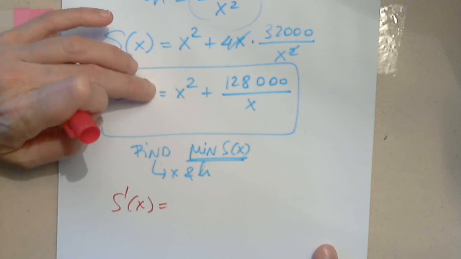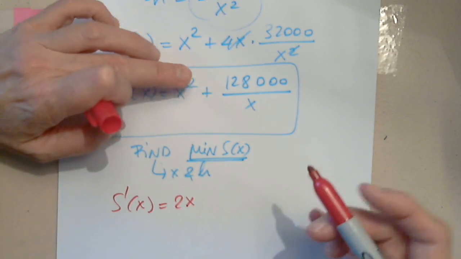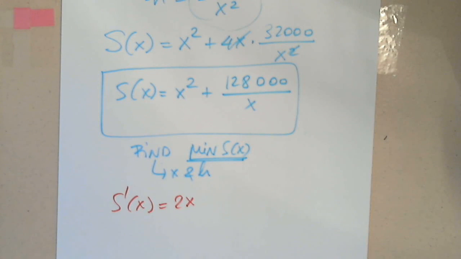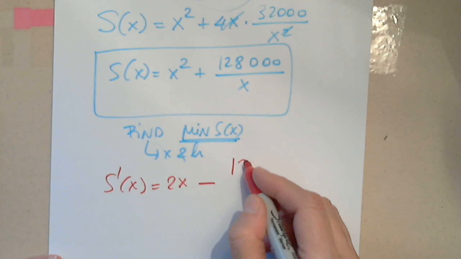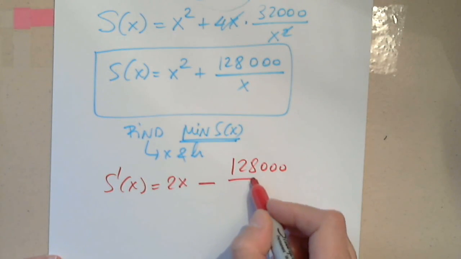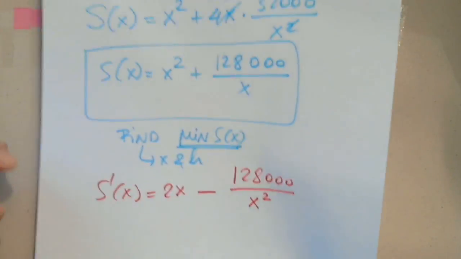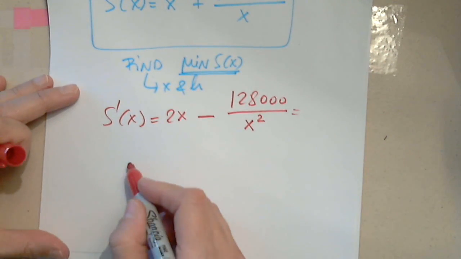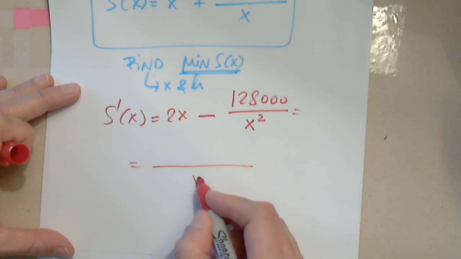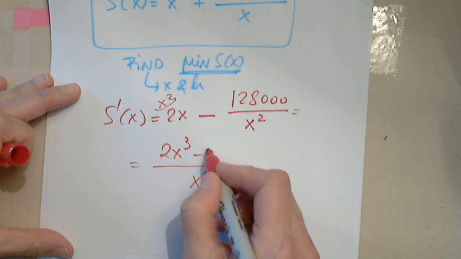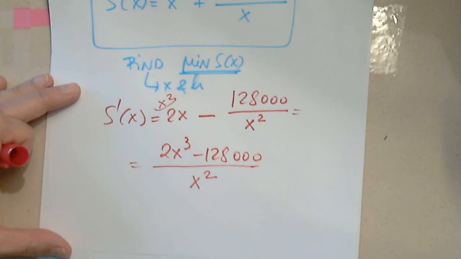So when I differentiate x squared, I get 2x. Very useful to remember. What is the derivative of 1 over x? Negative, 128,000 over negative x squared. Excellent. Now, in order to find critical numbers, I have to change this into a product or a ratio. So I would have to find the least common denominator, multiply this by x squared: 2x cubed minus 128,000.